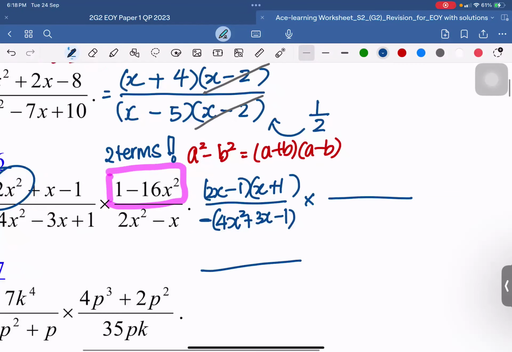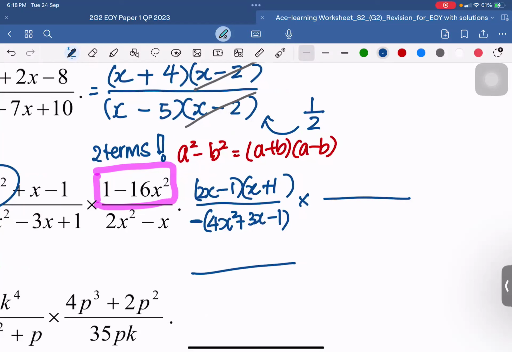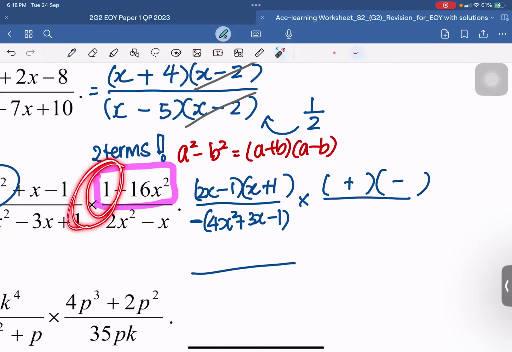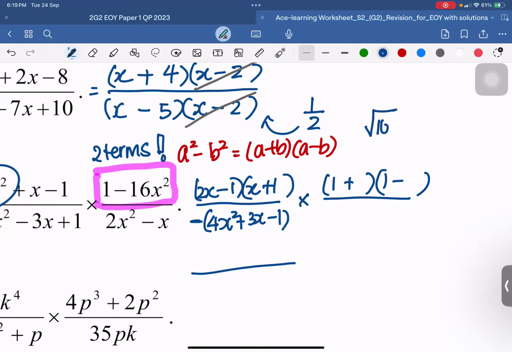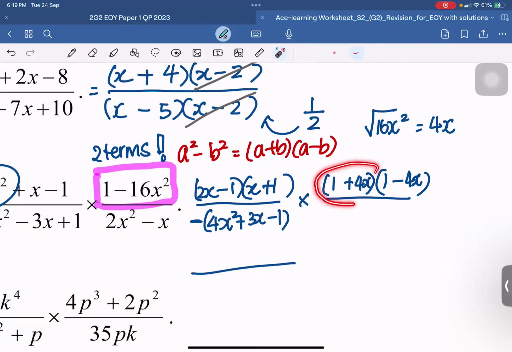Okay, for this one factorization, 2 terms. So in this case, I must have 2 bracket, 1 plus, 1 minus. Let's check. What times 1 gives you 1? 1 times 1, exactly the same. Then the other thing I need to check, this is 16x squared. What is the square root of 16x squared? 4x. So it's 4x here. So in this case, you get 1 plus 4x, 1 minus 4x.